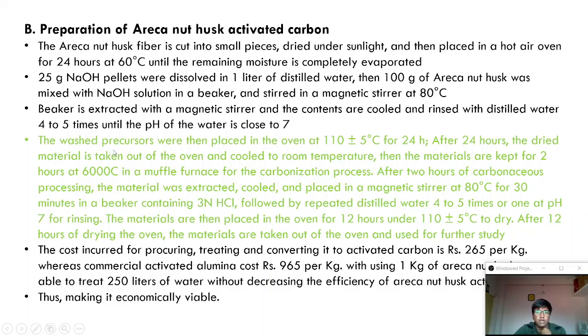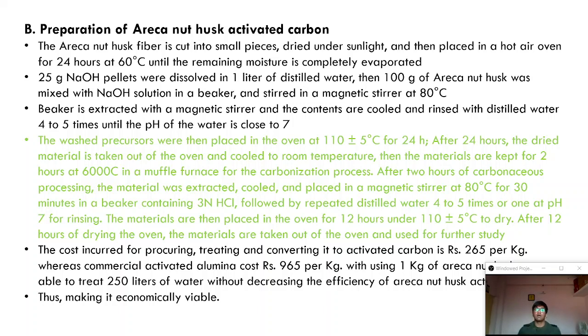Then the washed precursors were placed in the oven at 110 plus or minus 5 degrees for 24 hours. After 24 hours, the dried material is taken out of the oven and cooled to room temperature. Then the materials are kept for 2 hours at 600 degrees Celsius in a muffle furnace for the carbonization process.